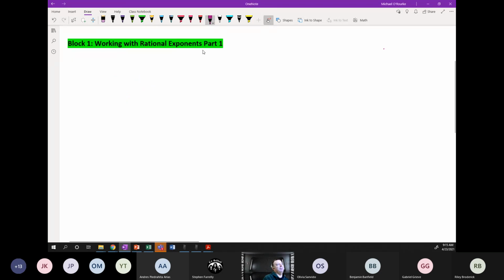Okay, so rational exponents. That just means we're going to have exponents that are fractions. So we're going to work with exponents that look like this, or look like this. Let's go 2/7, anything along those lines. And with that said, we're going to learn how to translate something like this into something like this.